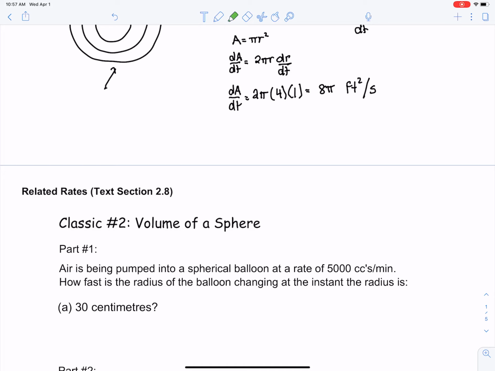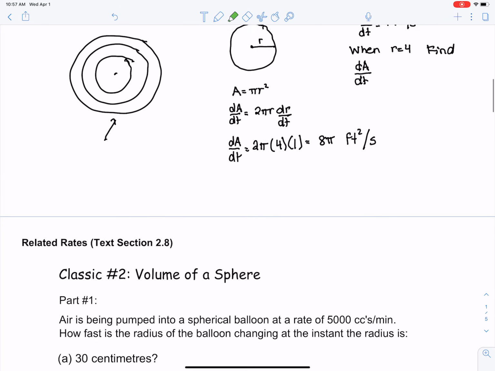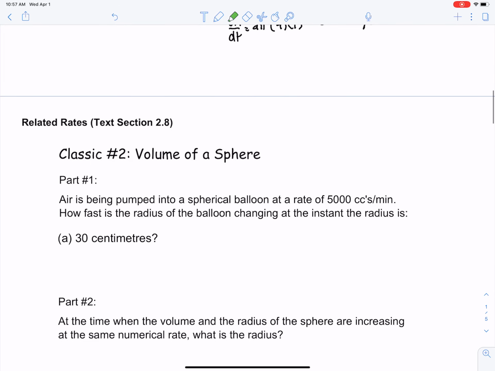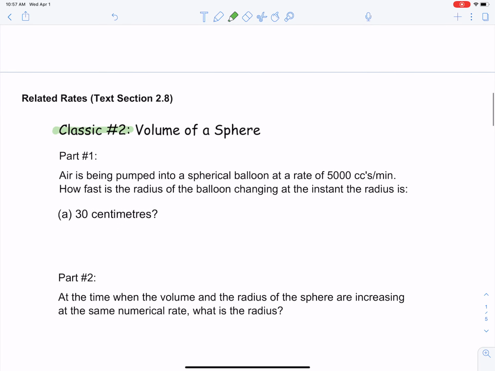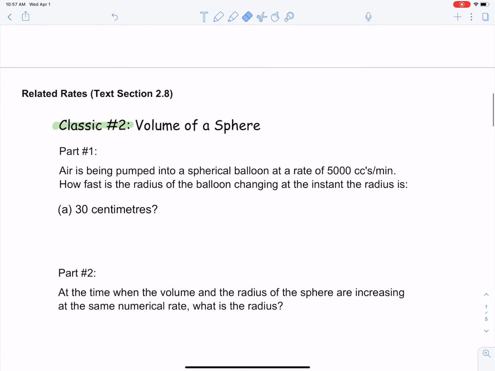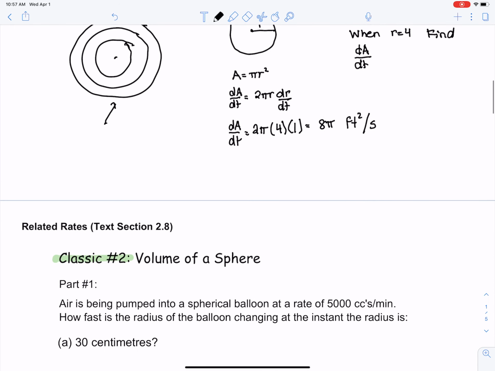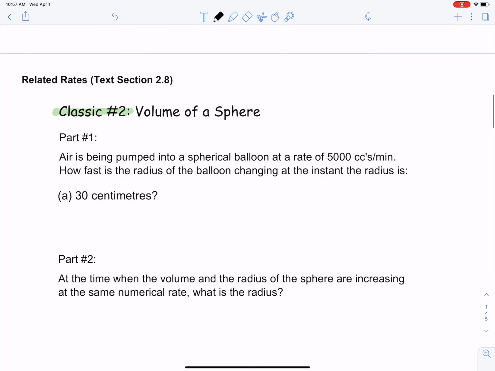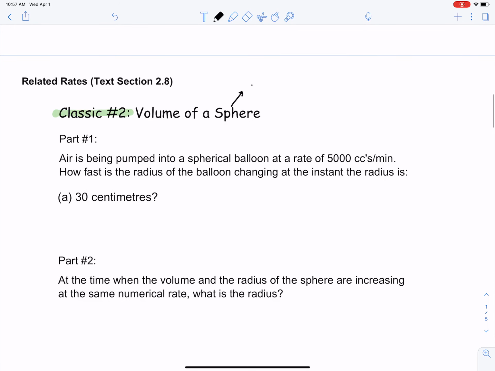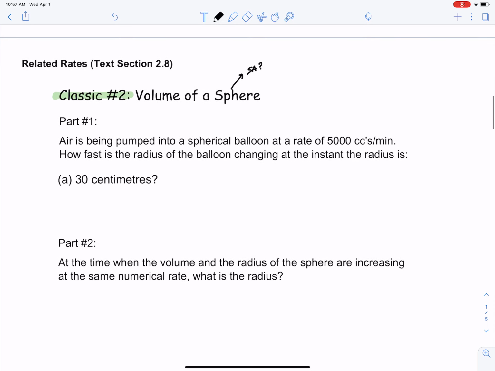Okay, so that was a two-dimensional example. Our classic example number 2 will start to move into three-dimensional examples. They can talk about volume or surface area. If I'm in 2 dimensions, we can talk about area and perimeter and those kinds of things. With 3-dimensional, we can talk about volume or surface area, depending on what the question's asking.